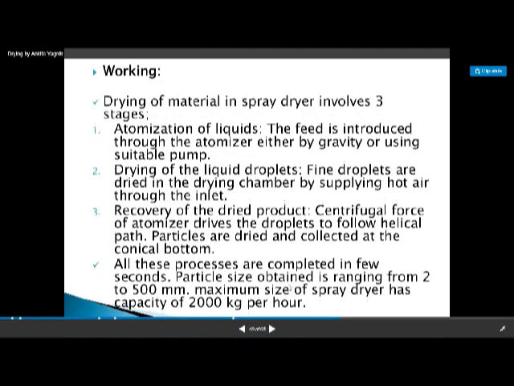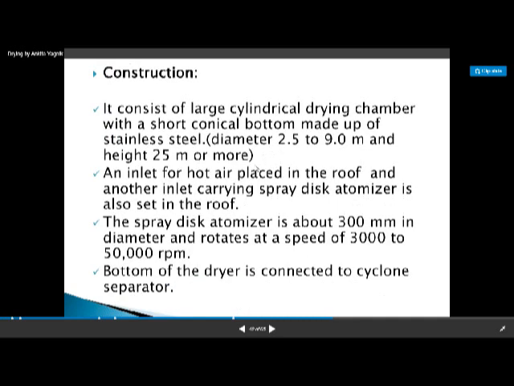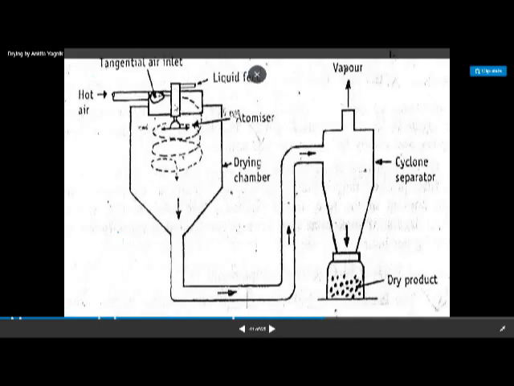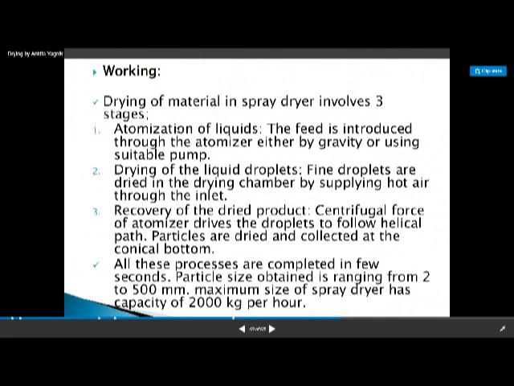This is the construction. Now the working, I discussed while discussing the construction: drying of material in the spray dryer involves basically 3 steps. That is the atomization of the liquid. The feed is introduced through the atomizer, either by gravity or by using a suitable pump, right?